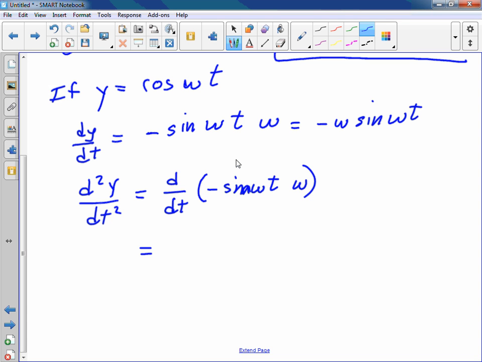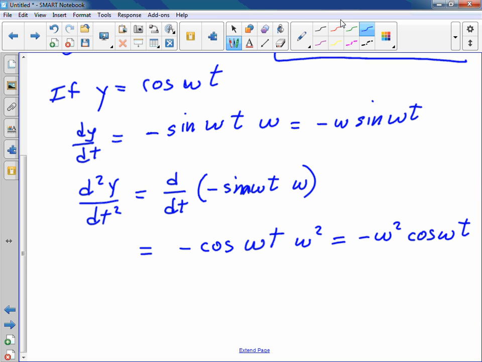Equals, what do you got, Alex? Omega, ohm, omega squared. Perfect. Exactly. And typically, again, you'll see this as the opposite of omega squared cosine omega t.